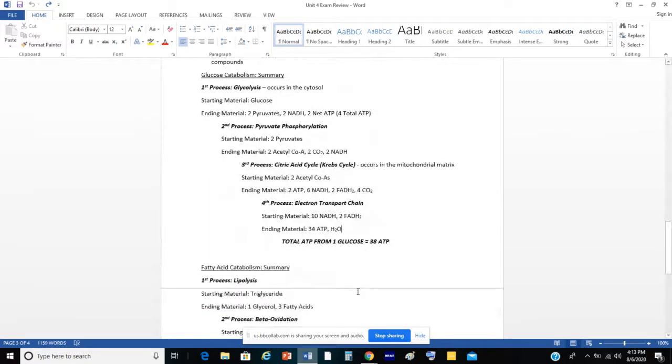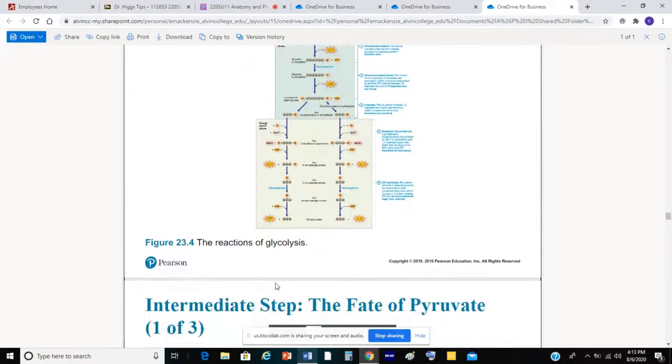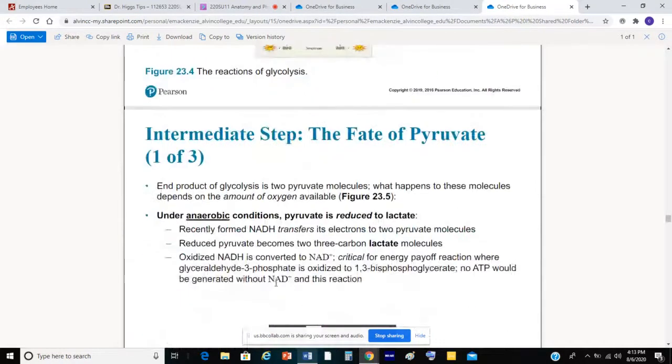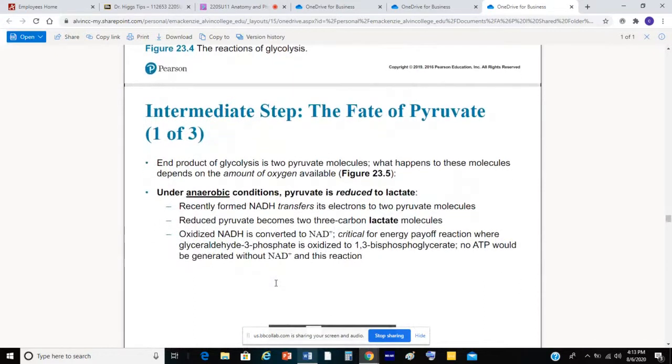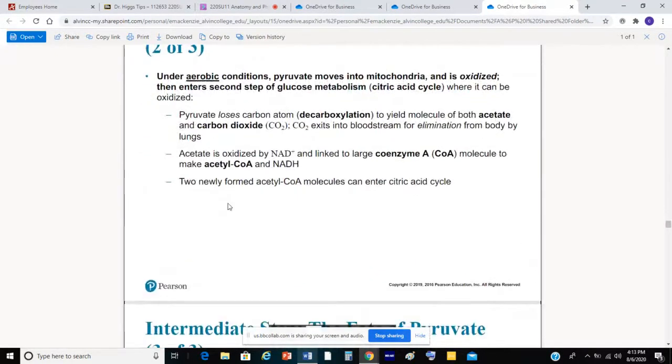So that's really what happens with glycolysis. That's all these slides are really going through. Start off with glucose, invest your 2 ATP, break it down into 2 pyruvates. You're going to have your NADHs holding onto your electrons, and you're going to make your net 2 ATP. Then you're going to take your pyruvate and do pyruvate phosphorylation, helping to make acetyl-CoA.